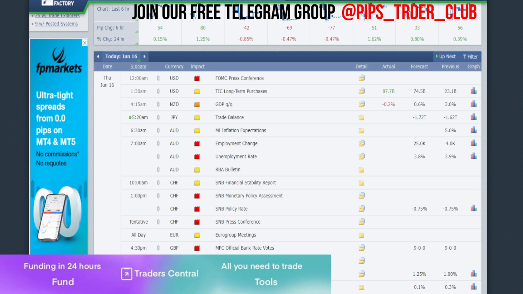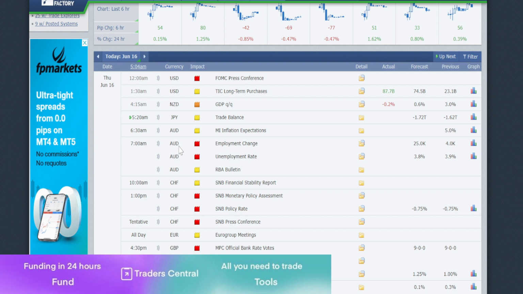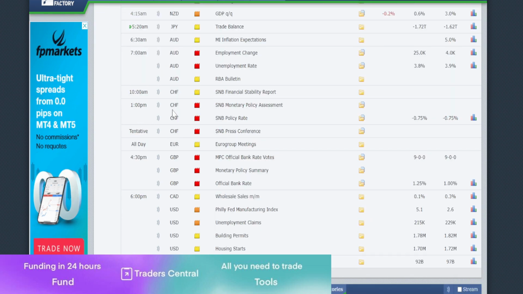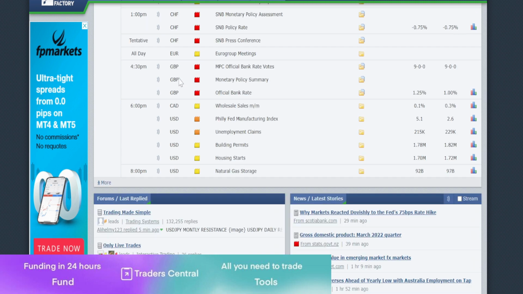Let us look at the economic calendar for today. Today is Thursday, June 16th. When we look at the high impacting news, at 7 a.m. we have Australian dollar related high impacting news. At 1 p.m. we have Swiss franc related high impacting news. Then at 4:30 p.m. we have British pound related high impacting news. Again at 6 p.m. we have medium impacting news on US dollar currency pairs. So while planning for your trade entry and exit, consider the economic calendar events also so that you don't enter into the trade at the wrong time.